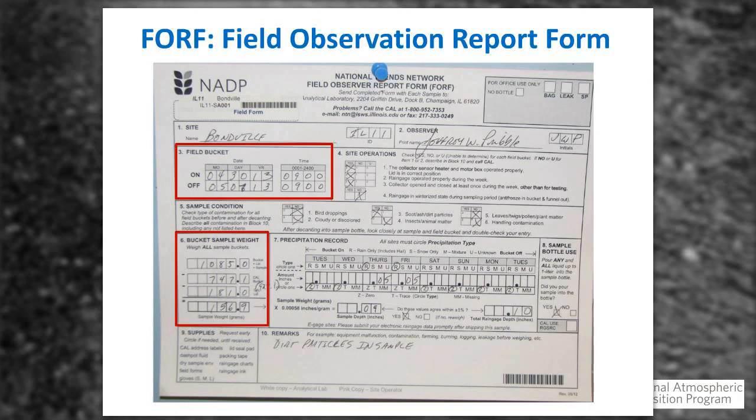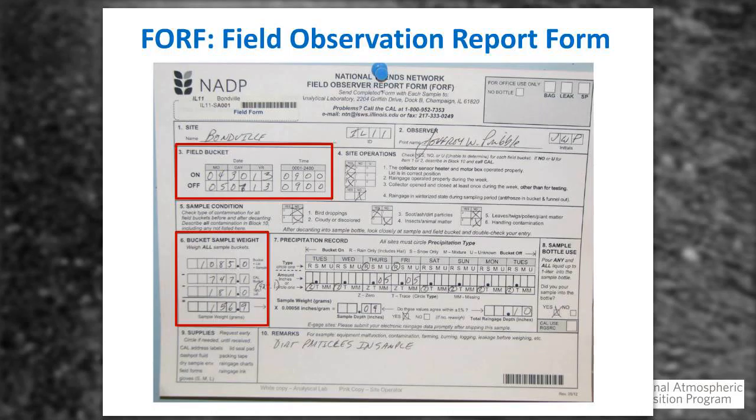The field form has a lot of variables and information on it. We highlighted a couple of areas for the field bucket. Thing to note, with the implementation of the e-gauges, downloading data and so on, it's not as easy as a Belfort chart where you take off the chart.